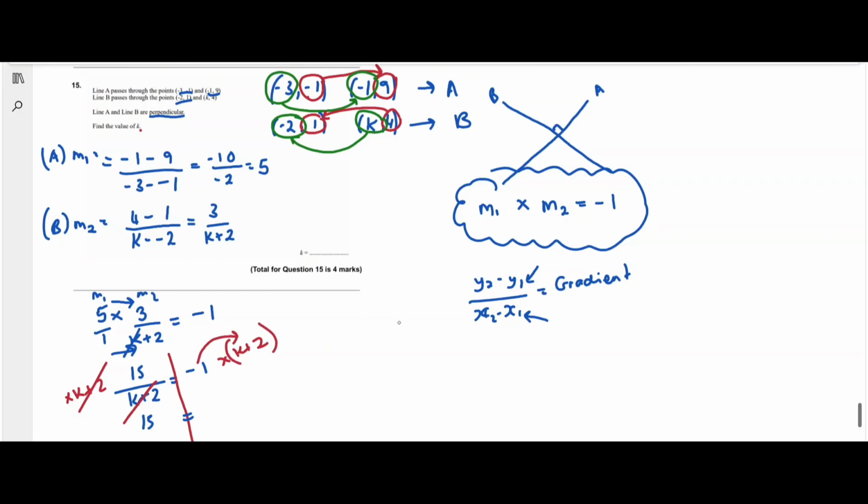So -1 times K equals -K. And then I've got -1 times 2 gives me -2. A really easy mistake to make there. People forget to multiply both terms by -1, and then they'll end up with the wrong answer.